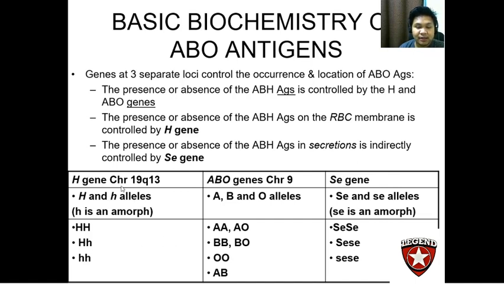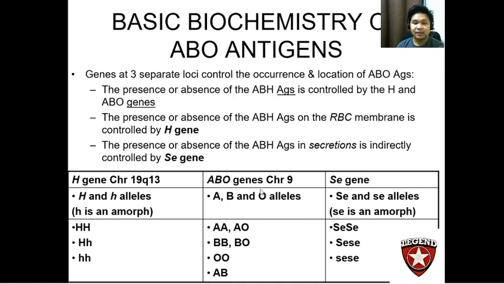For the H gene found on chromosome 19, you could either have the capital H or the small h allele. Small h is an amorph, meaning it does not code for any protein. So you have here below the 3 possible combinations. You could be homozygous for the capital H allele, or you could be heterozygous, meaning you have one capital H and one small h. Then you could also be homozygous for the small h allele.